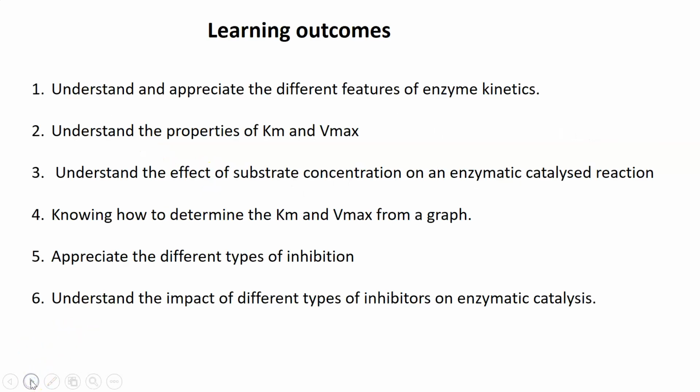Right then. So we'll talk about enzyme kinetics. We'll talk about some of the details about the different features of enzyme kinetics. In order to understand that, we'll talk about some of the features of enzyme kinetics, which is to do with the Michaelis constant, Km, and the maximum speed of an enzyme, the Vmax. We look at how substrate concentration affects both Km and Vmax, and we'll also work out how we use Km and Vmax from a graph.